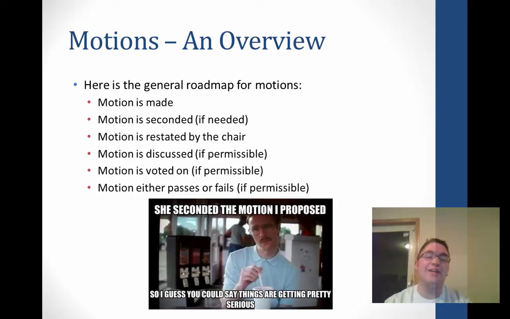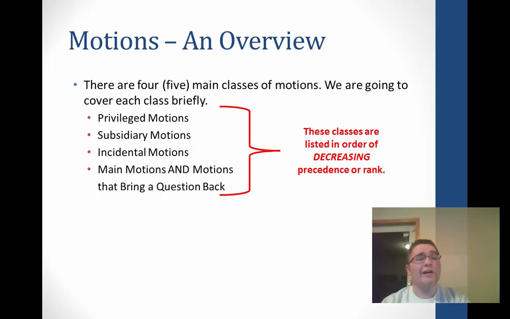And then, obviously, I also forgot this one. Motion either passes or fails. So a main motion will pass or fail. Notice how in parentheses it mentions if needed or if permissible. Some motions, as I mentioned previously, don't need to be seconded, can't be discussed, do not need to be voted on, and aren't necessarily passed or failed. We'll talk a little bit more about this in a future video, but just know that for now.